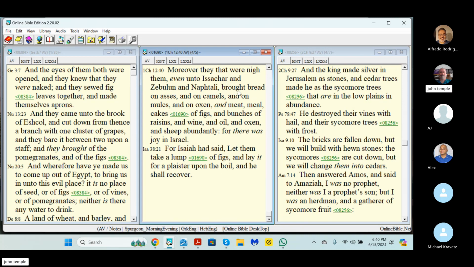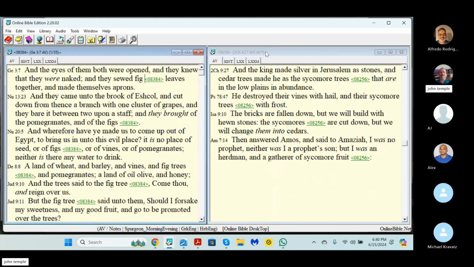And also Zebulun and Naphtali bought bread of asses on camels, on mules, and on oxen, and meal, cakes of figs, and bunches of raisins. So all of these go together: the raisins, the figs, and you see the vine. You see a lot of times the olive oil, the olive trees together. And we'll look at that when we see Jotham when he's ragging on Abimelech when he became one of the judges in Israel, and he's talking about the bramble, the vine of the fig tree, and we'll get into that. There's a nice little parable there with that.